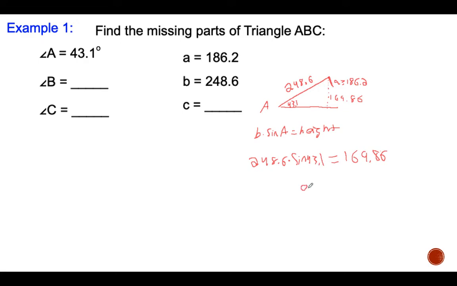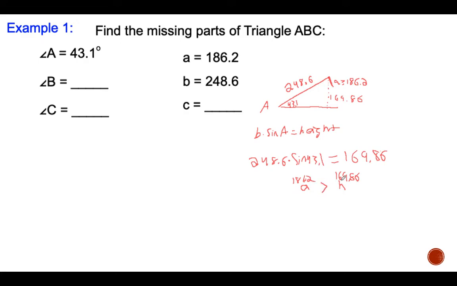So we have to compare A to the height. Okay, A to the height. Well, A is 186.2 and the height is 169.86. So based on what we talked about before, A is bigger than the height. So that eliminates having zero triangles for a solution. Okay, so we know there's at least one. There's either one or two solutions.